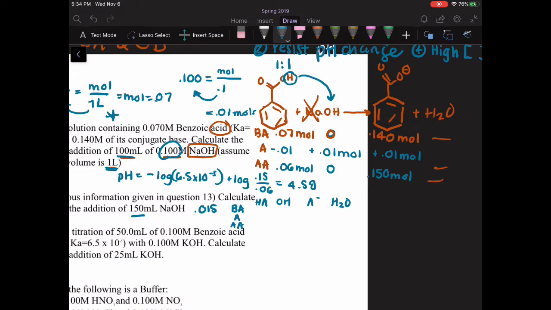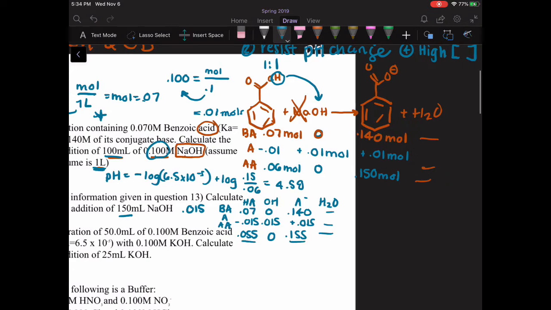So before addition, I have 0.07. Here I have 0. Here I have 0.14. And water never matters, but we still keep writing it down. So I add 0.015. I subtract 0.015. I add 0.015. So I end up with 0.155. I end up with 0 because that's completely neutralized. And I end up with 0.055.